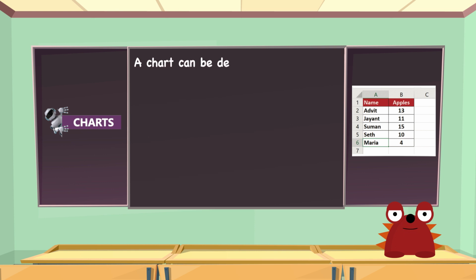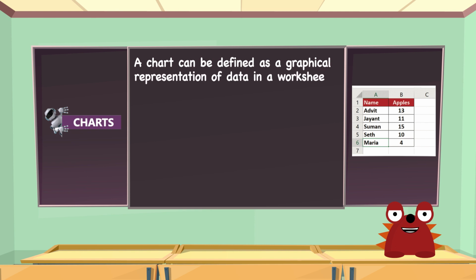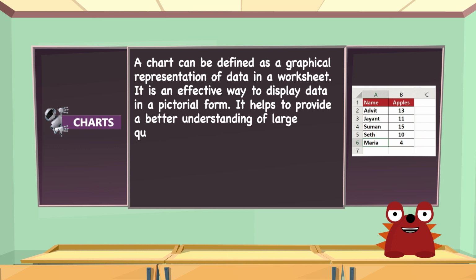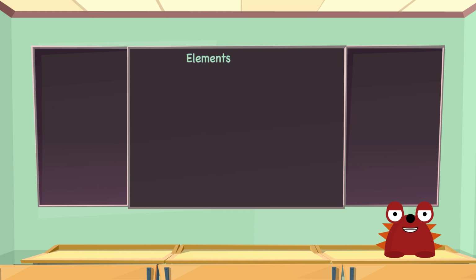A chart can be defined as a graphical representation of data in a worksheet. It is an effective way to display data in a pictorial form. It helps to provide a better understanding of large quantities of data. Let's now look at the elements of a chart.